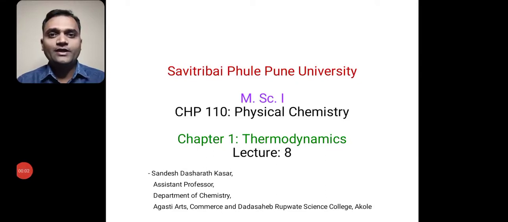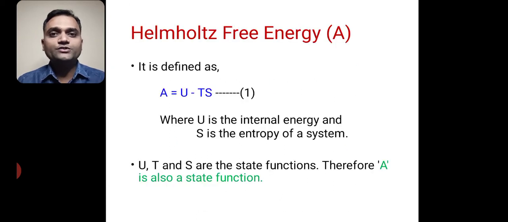Hi, welcome to the 8th lecture of thermodynamics. Today we are going to study Helmholtz free energy. So, this Helmholtz free energy is denoted by capital A and it is defined as A is equal to U minus TS. So, this is the definition of Helmholtz free energy, that is A is equal to U minus TS, where U is the internal energy, T is the temperature and S is the entropy of a system.